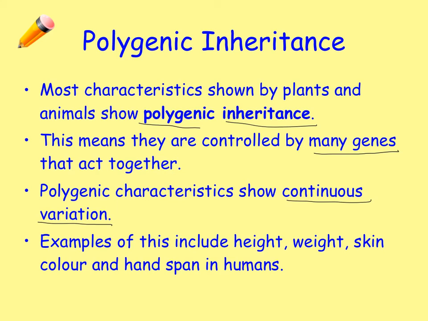So for polygenic characteristics, there are a number of genes involved, and examples include height, weight, skin colour, and hand span in humans. It's not just one gene that's responsible for it, there are a number of genes. It tends to be that when you're looking at discrete variation, there's maybe only one gene that's involved.